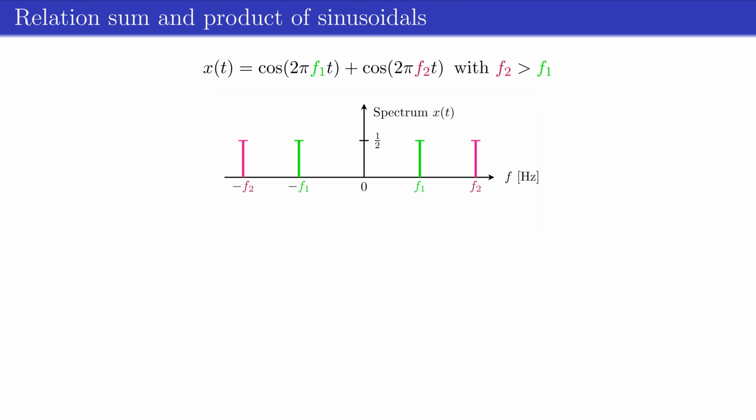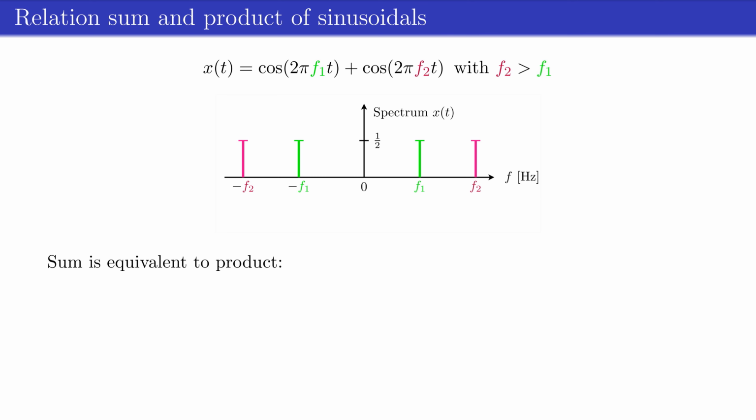From the previous discussion, it follows that we can write a product as a sum of sinusoidals. This will also hold the other way around. So let's start with the sum of two sinusoidal components with frequency f_1 and f_2, with f_2 larger than f_1. The figure gives the spectral plot.